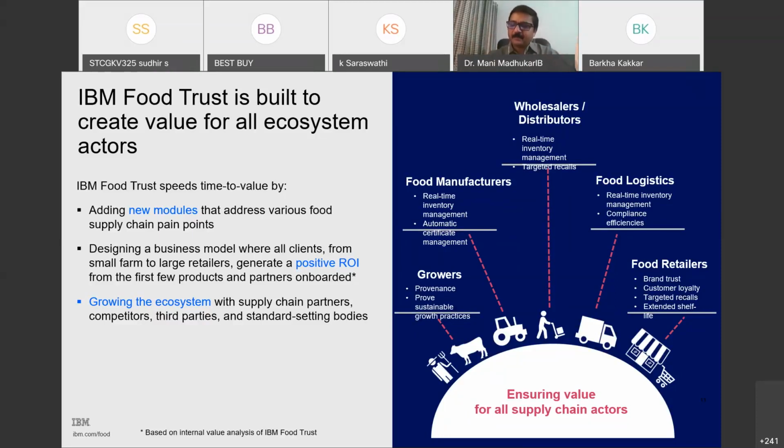So if you see, there are food retailers also on this market. There are logistic providers who are also onboarded on the supply chain. The manufacturers are also there. The wholesale distributors are also there. So it is a lot more transparent. People know what is available in which quantity, how old it is, right?